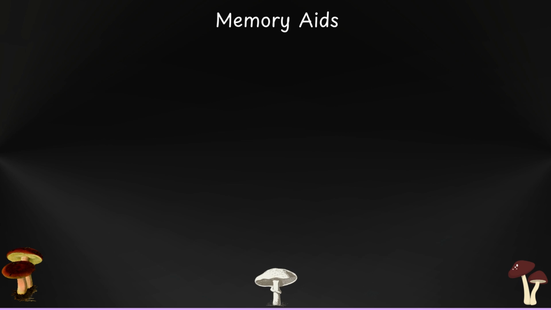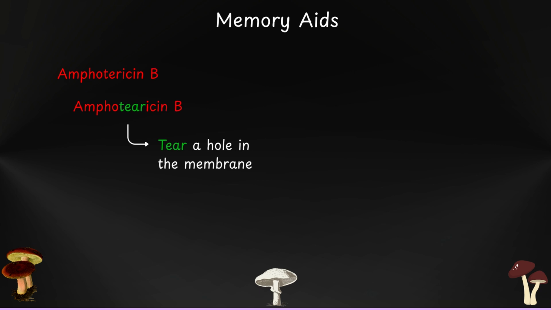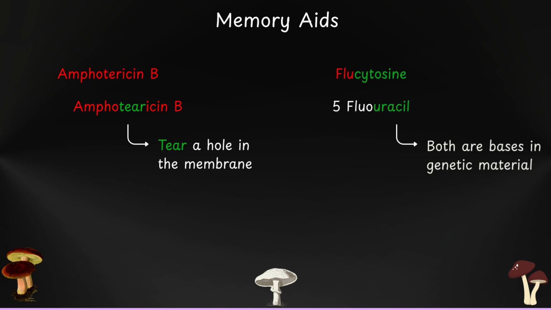So moving swiftly on to the memory aids, how are we going to remember some of these medications and what they do? We'll start with amphotericin B. Amphoter is terrible and it's going to tear a hole in the membrane. And again, we can then appreciate why and how it's going to cause leakage of the intracellular components. Flucytosine, second in line: the cytosine is going to be converted to 5-fluorouracil. Both of these are bases found in genetic material, and therefore they're going to prevent the synthesis of RNA and/or DNA.